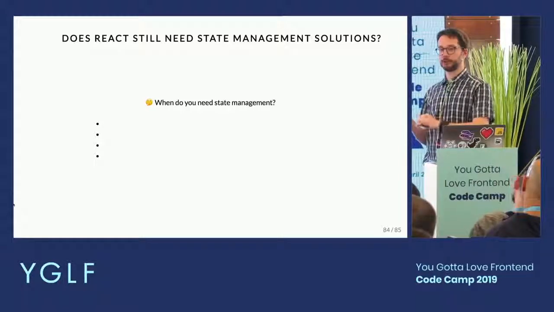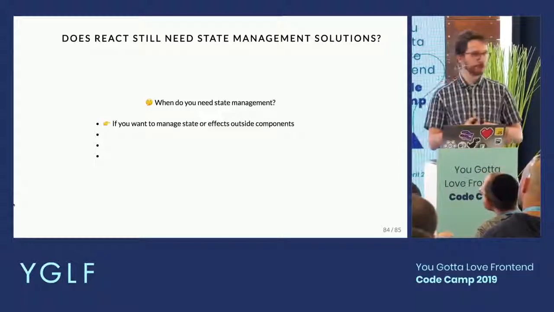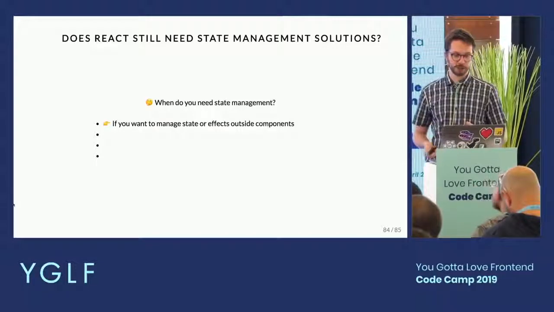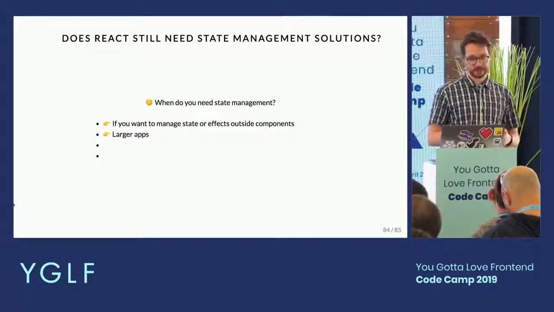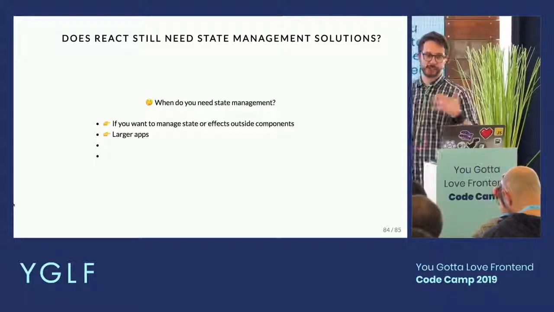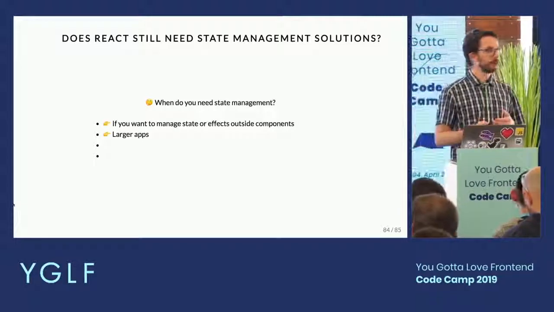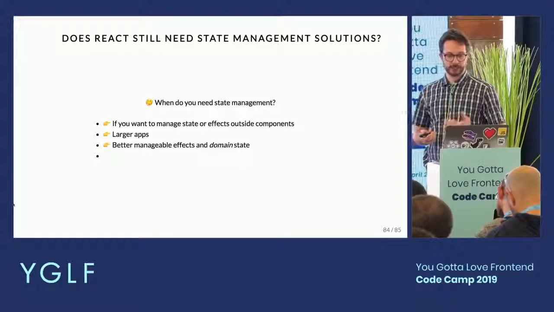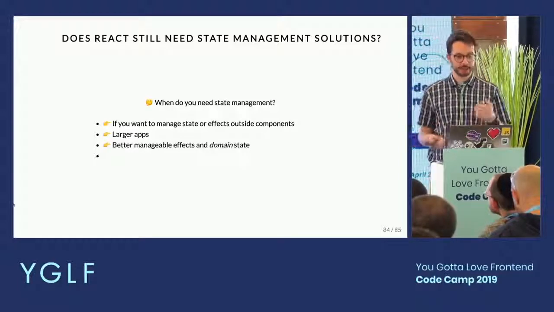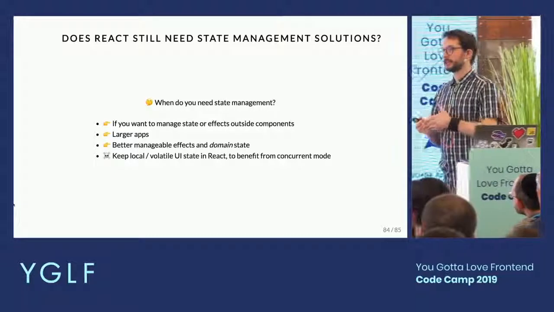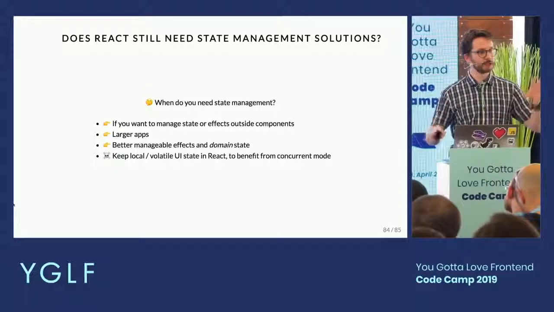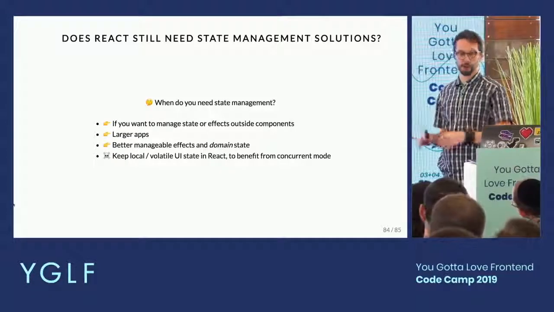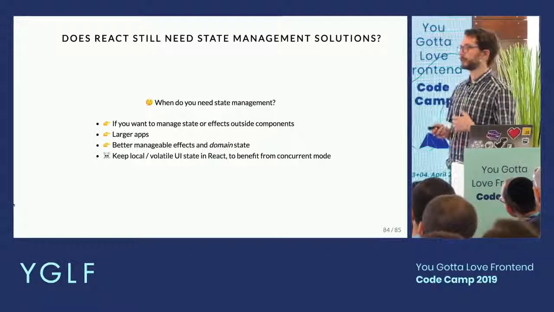So when do you need state management? When is it useful? First of all, the primary use case is being able to manage state outside your component tree. When is that relevant? When you have larger, more complicated apps where state is used in many different places or in different settings. Because of the decoupling, it makes both the effects and the domain state better manageable, better testable. There is, of course, in any application also the more volatile UI-only state, like a selection in a radio button list or something. Do keep that in your components, then you can benefit from React features that improve that in the future.